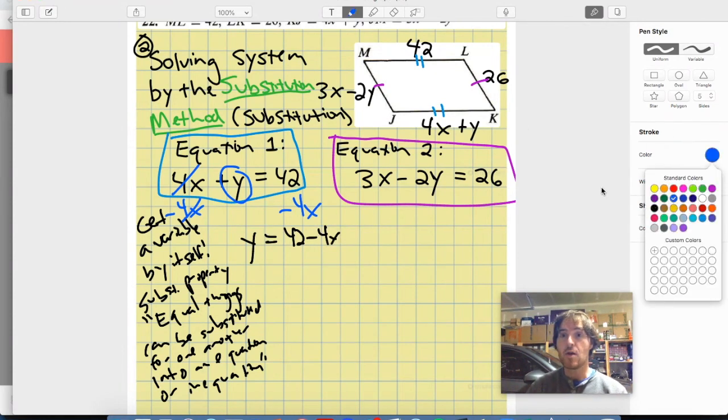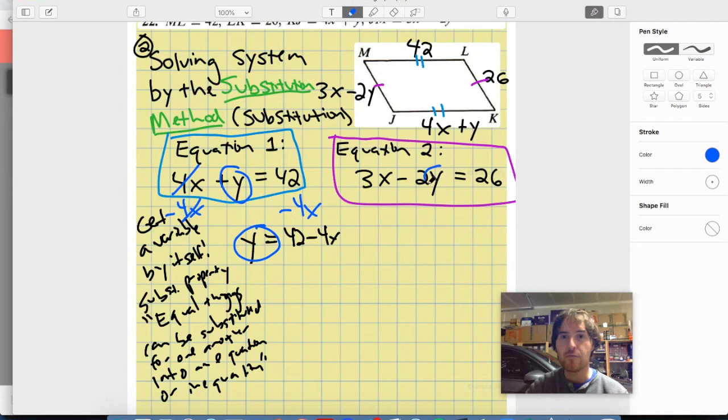This is a little bit different. What did we do last time in the equal values method? I solved for y again, set the 2 expressions equal to each other, and solved. I'm not going to do that right now. I'm going to take what y is equal to, which is here. Note, I have y right here. Following the substitution property of equality, equal things can be substituted for one another into an equation or an inequality. So what is y equal to? It's equivalent to 42 minus 4x. So I might as well take that and drop it in there.